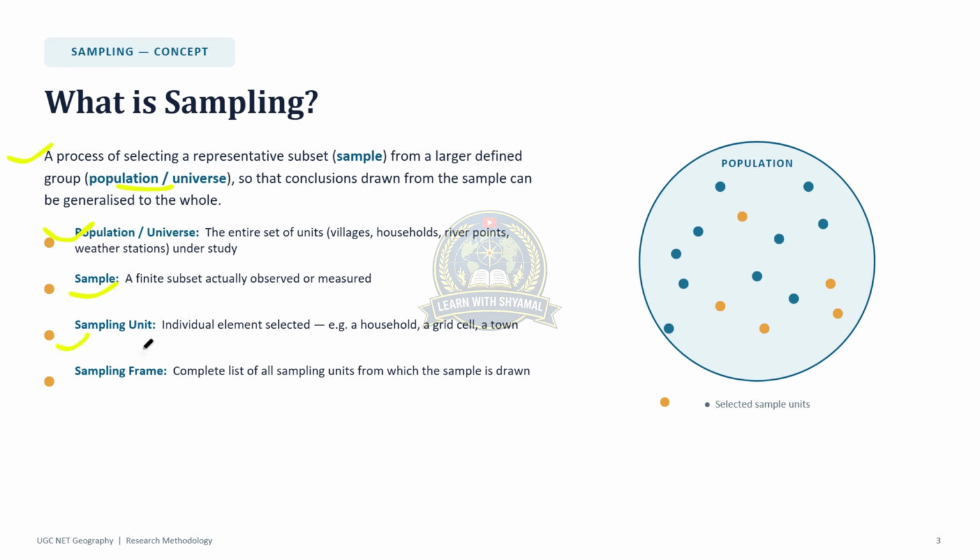Sampling unit: individual elements selected, for example a household, a grid cell, a town. Sampling frame: complete list of all sampling units from which the sample is drawn. Okay, this is the whole population, and from this we will collect this type of sample. It is known as sampling unit.